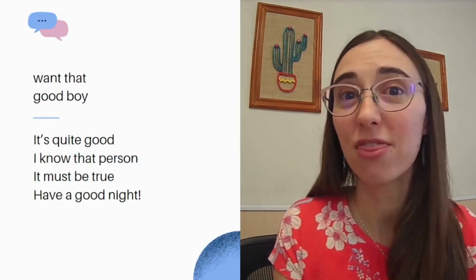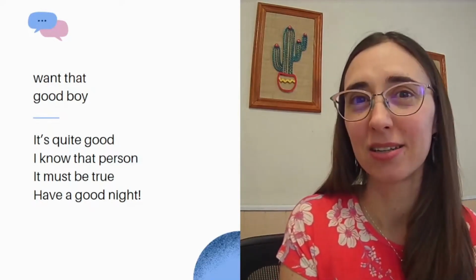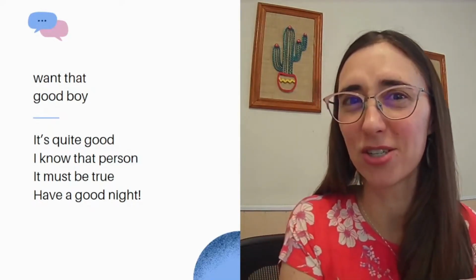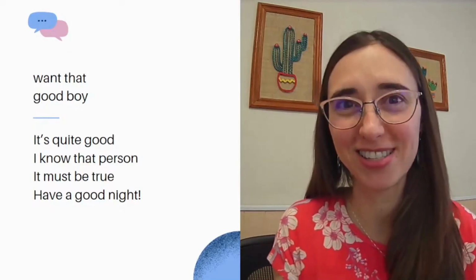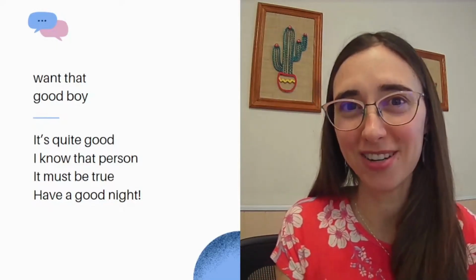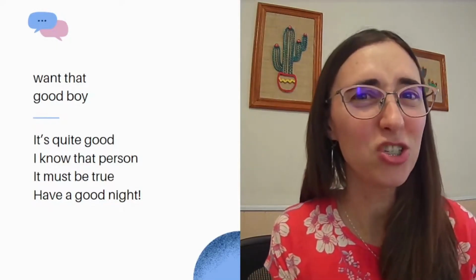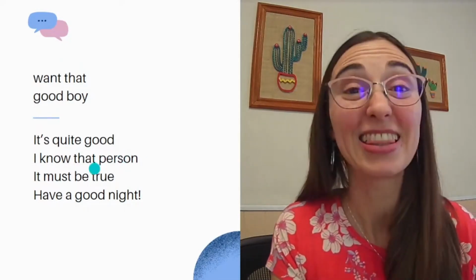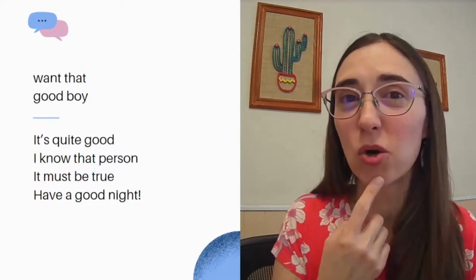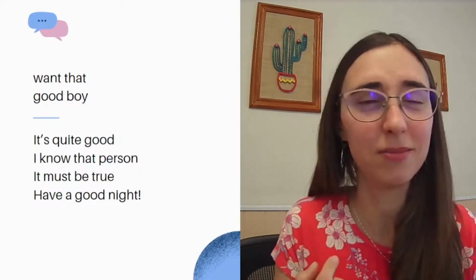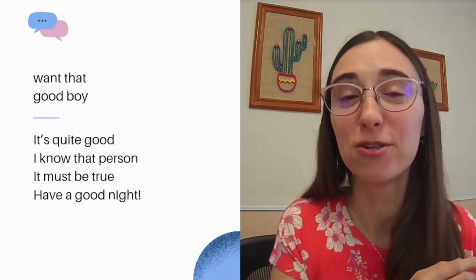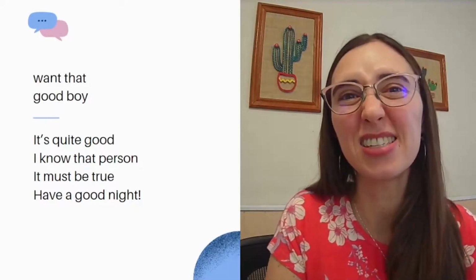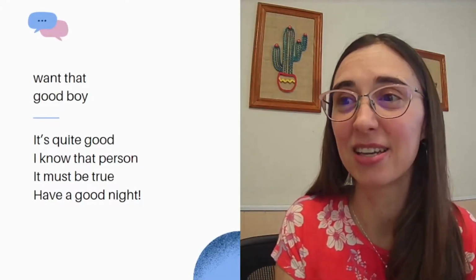Okay? Look at this other example. "I know that person." But what happens when I say it all together? I know that person. Again, which sound is not pronounced here? The T again. So, I know that person. You don't say it. The T is assimilated in this case.